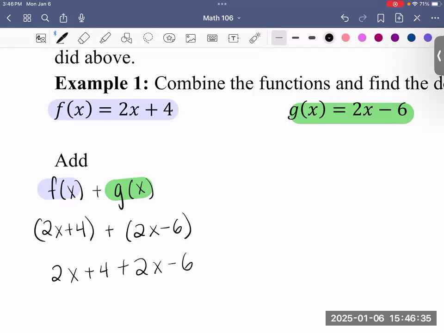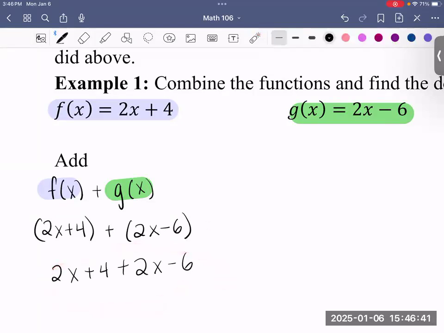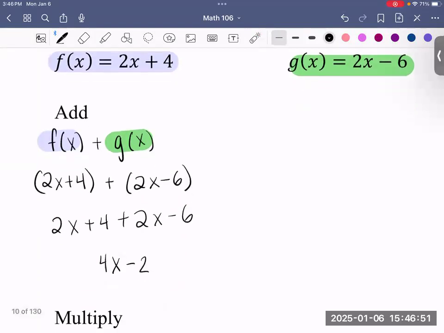We can then go ahead and combine 2x plus 4 plus 2x minus 6. This step isn't quite necessary if you already can kind of see it. For me, I'm going to require at the very minimum one step. So 2x plus 2x, 4x, 4 minus 6, that would give us negative 2. So our final product is 4x minus 2.